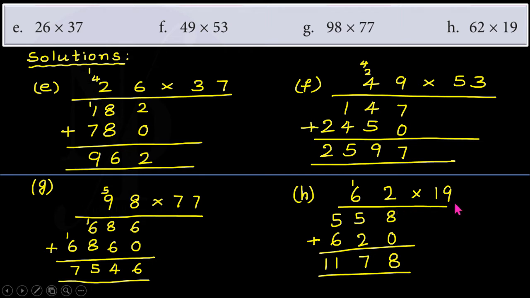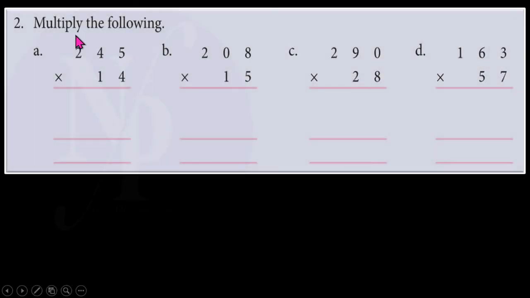Now let us move to next question. Question number 2. Multiply the following. Here we have multiplication of a 3-digit number by a 2-digit number in all these questions, A, B, C, D. Let's multiply now. The procedure of multiplication will be same as we did in previous cases. Let's do it now. We have 245 into 14. So we multiply by 4 first. So 4 5s are 20.